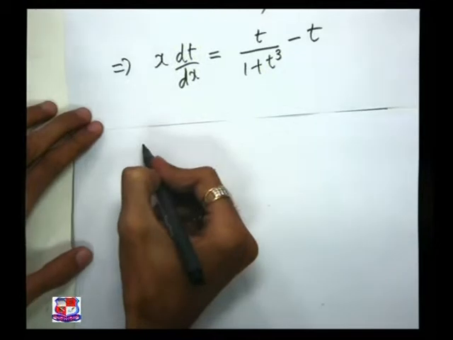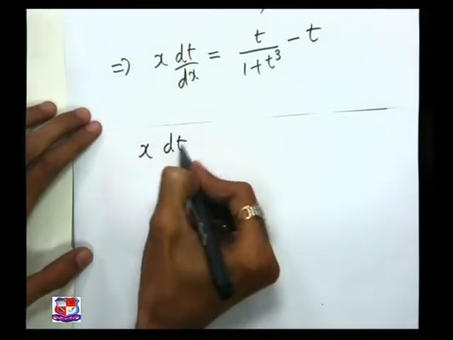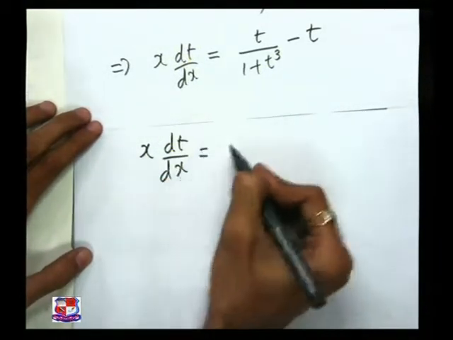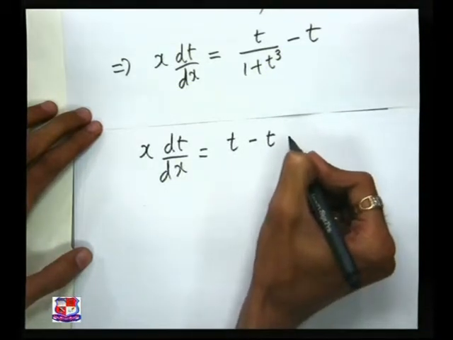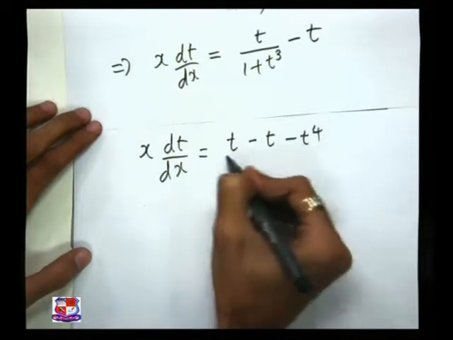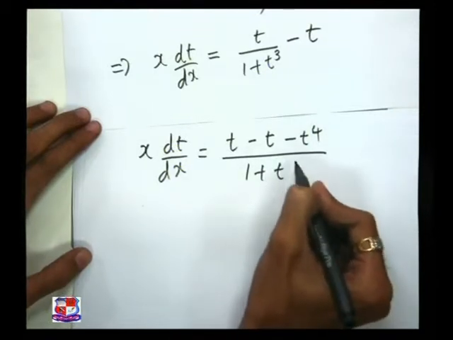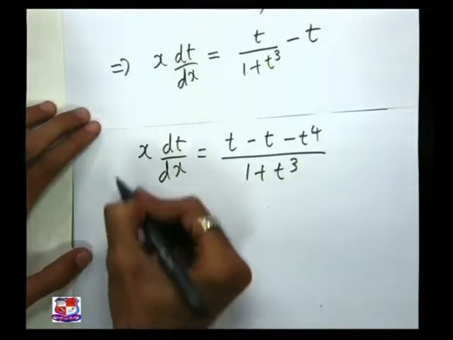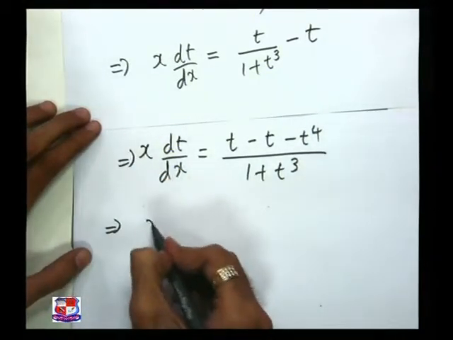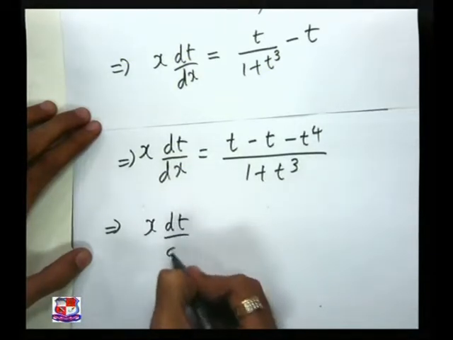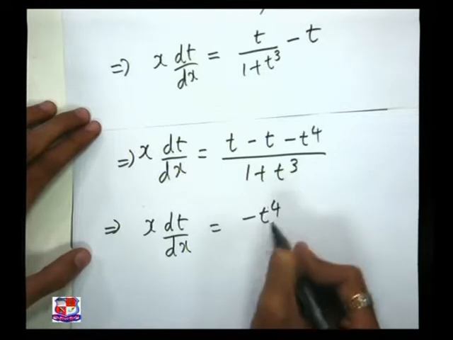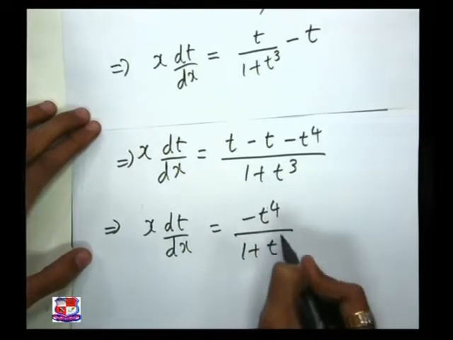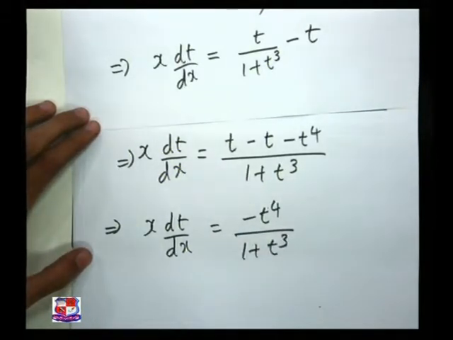we will get x into dt by dx is equal to t minus t raised to 4 upon 1 plus t cube. So by simplifying this term, I will get x into dt by dx is equal to minus of t raised to 4 upon 1 plus t cube.